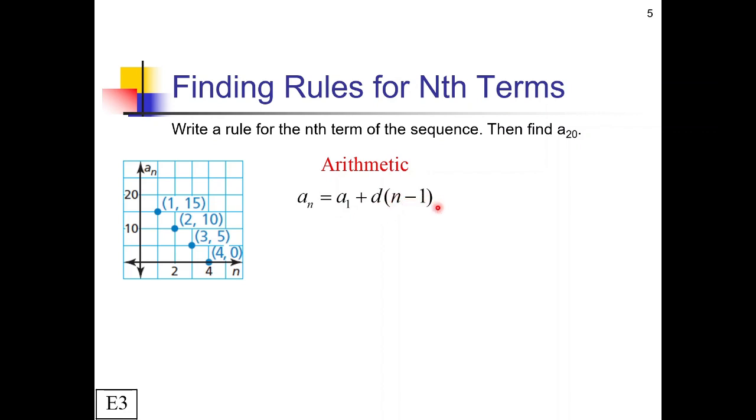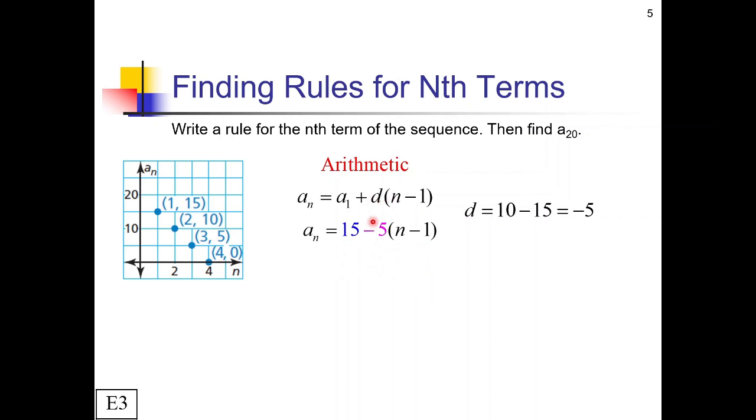So this time around for our d value, we can do 10 minus 15 or any of these other subtractions. So that's negative 5 for the d value. a1 in this case would be this first point, so it would be the 15 piece of this, the output. So we've got 15 minus 5 times n minus 1.